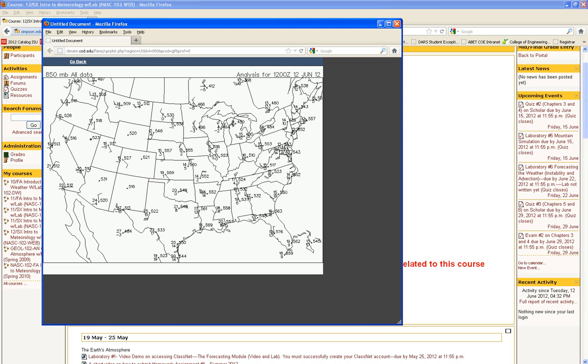Recall that we define a sufficiently moist atmosphere at 850 millibars with a dew point depression less than or equal to 5. We do have some moisture up here in Minnesota, and you'll see right here there's a 3 dew point depression in northern Minnesota. Down in Minneapolis, a 3 dew point depression.